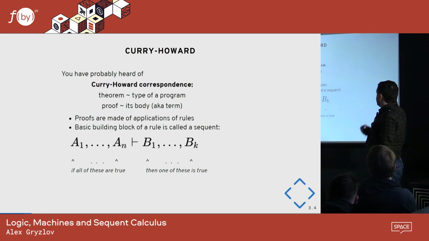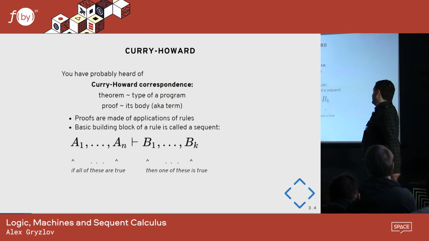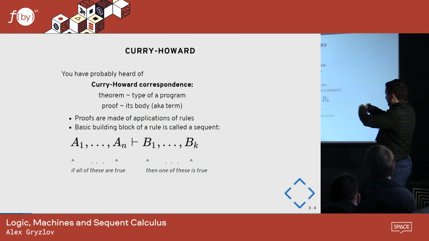So you probably have heard this thing called Curry-Howard correspondence or isomorphism or whatever. So very simply it says that a theorem in mathematics, if you interpret it constructively, corresponds to a type of some program, and then the proof is the term or the body of that program. So basically the proof theory is then the study of these programs, their bodies. If you write this logically, on paper, these proofs are usually written as chains of applications of some kind of rules.